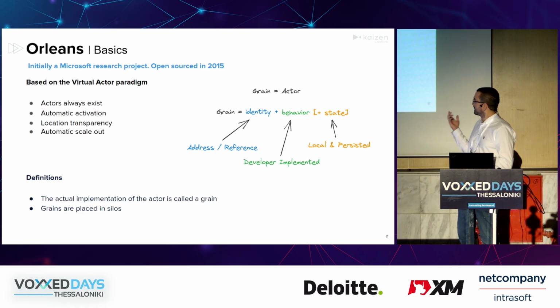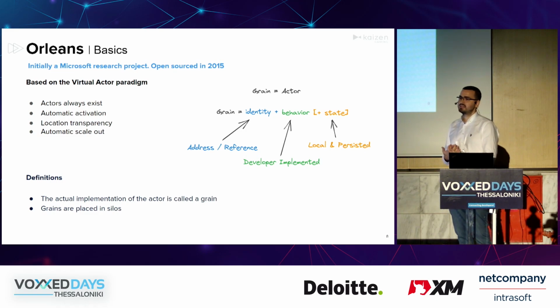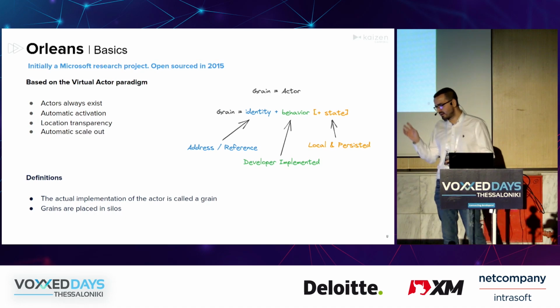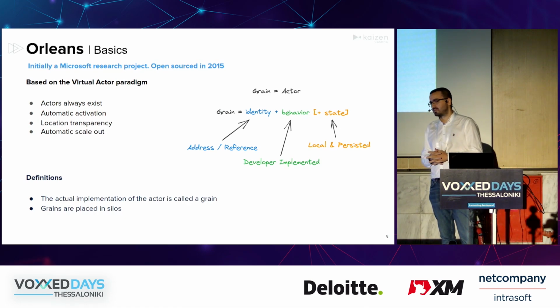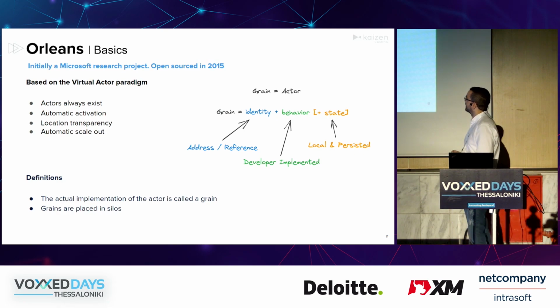So it handles many things, like automatic activation of those actors. It has location transparency, so inside the cluster, you never know where your actor might end up, and there is no need to. And also, the scale out is automatic. It's transparent to the developer. One thing that they have is that instead of calling them actors, they call them grains, and grains are placed in silos.